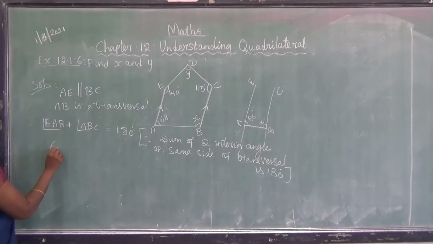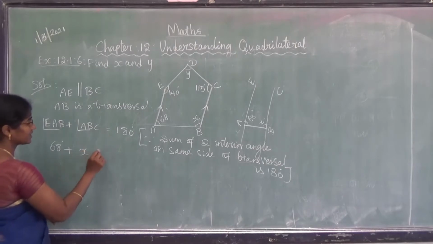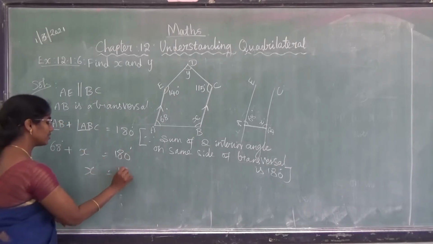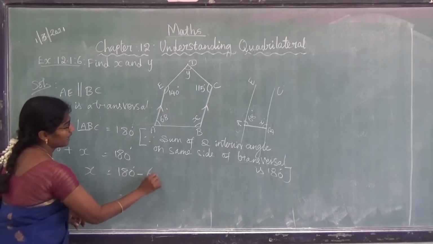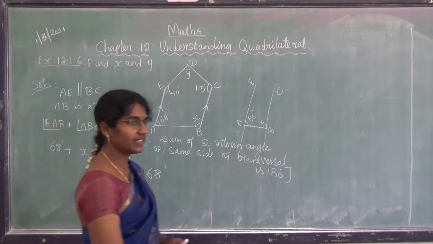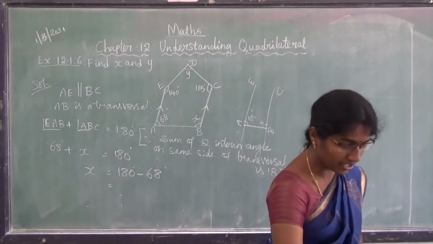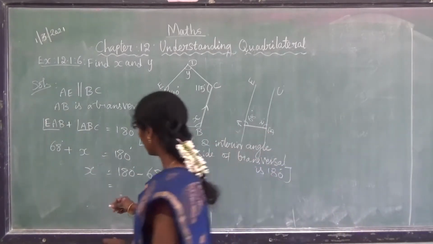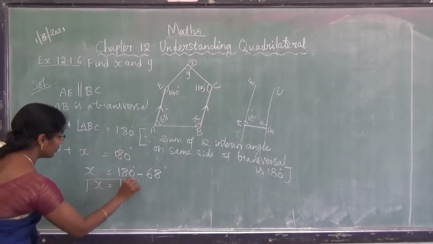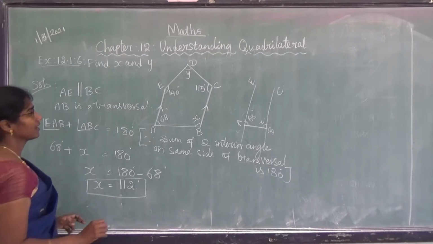So EAB is given in the diagram as 68 and ABC is marked as x, which is equal to 180. So x is equal to 180 minus 68 degrees. If we subtract 68 from 180, you get the value of x as 112 degrees. So now we found the value of x is 112 degrees.